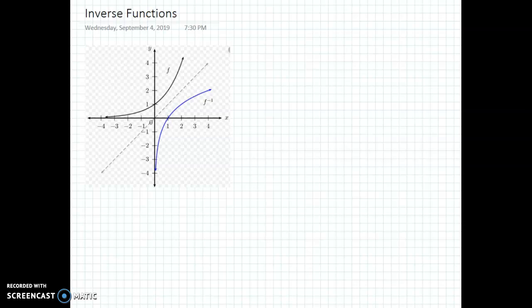Okay, class, now we're talking about inverse functions. So first we talk about what is an inverse function. An inverse function is a reflection of a function over the line y equals x, as indicated in this picture right here. So this was our function. This is our inverse function, or our f of -1, as it's often referred to.